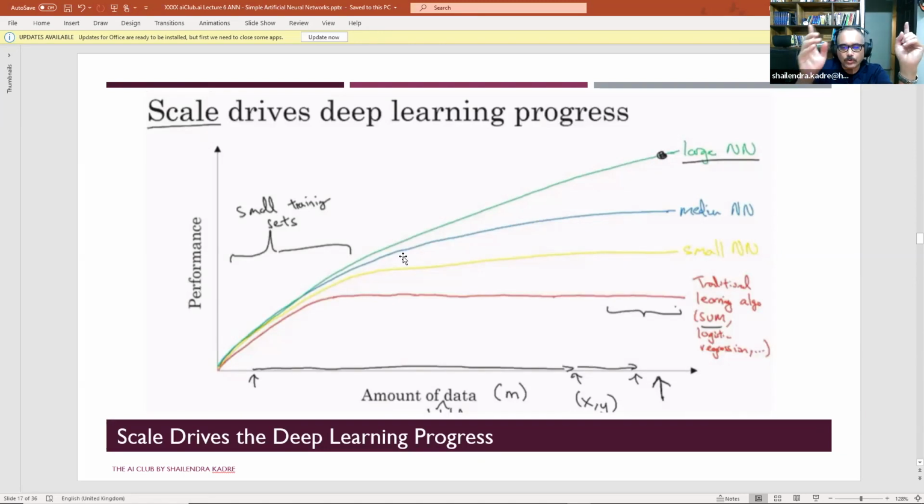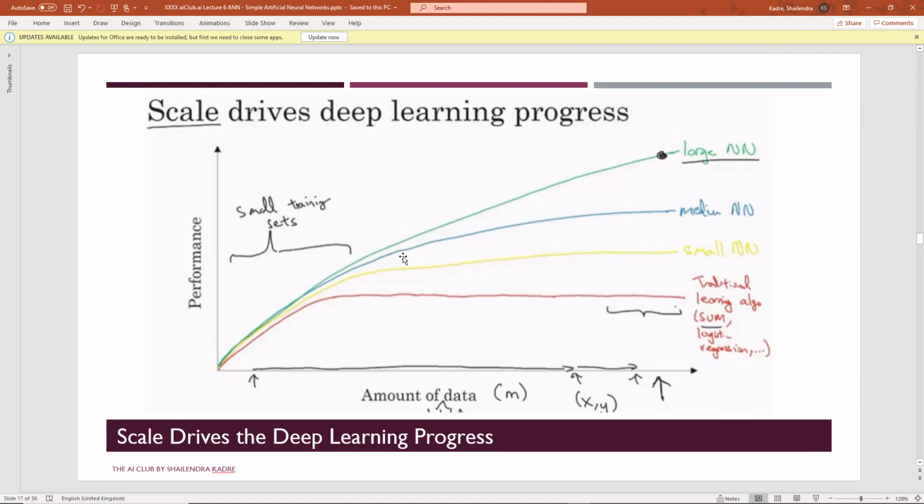So, madam has told two things. Let us take the bottommost line, the red line, the traditional learning algorithms. No matter how much data you give, beyond a point the performance remains the same. But one more point is missing here. If the complexity of your neural network increases, the amount of training data you require for training also increases.